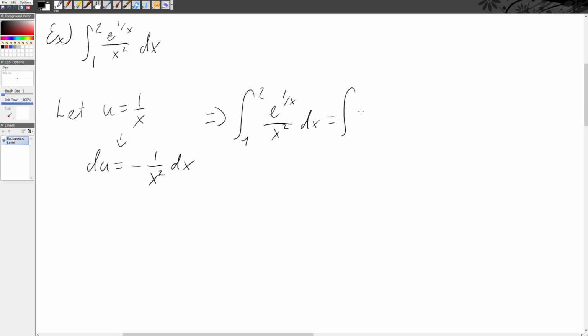And then that's going to be the integral of e to the u, and the 1 over x squared dx is going to be a negative 1 du. Let me put a negative to the outside.